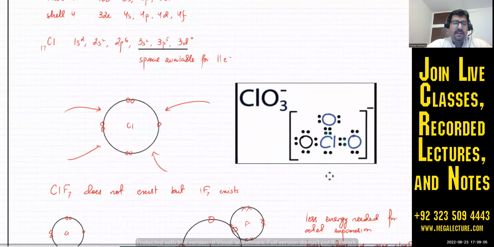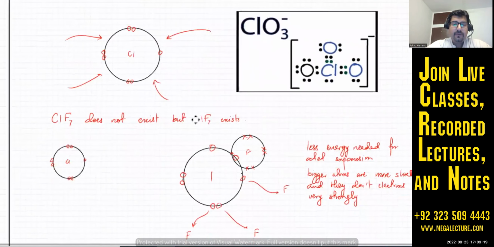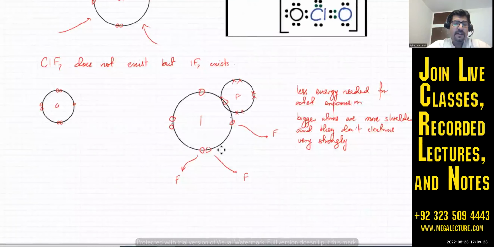So ये example था कि ClO3-, where Cl's outer shell has 2 over here, 4 over here, 4 over here, 2 over here, that's a total of 12 electrons. So Cl has 12 electrons. It can have a maximum of 18 electrons. So वो मैंने example किया था, और so I told you there was a thing called octet expansion.